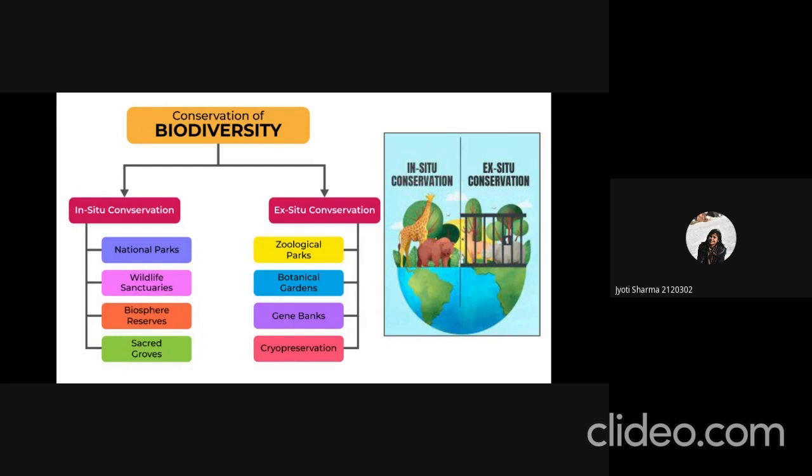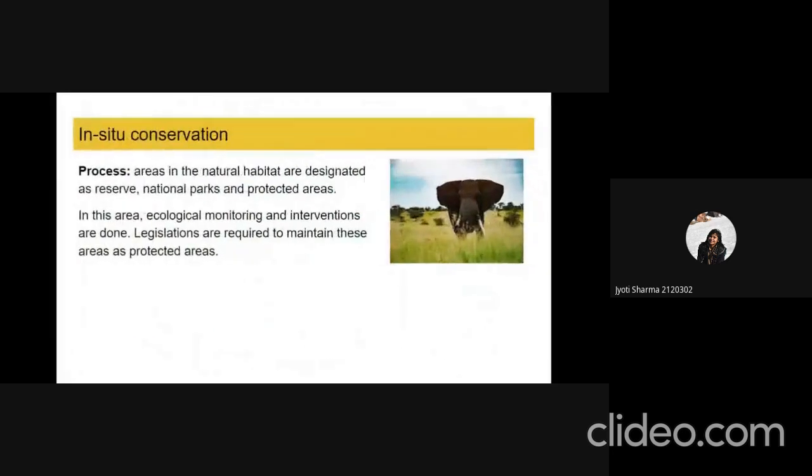Okay, but if we talk about the ex situ, then we just move the species from their natural habitat to some artificial environment, to some artificial condition. And this is the ex situ conservation, in which we have the zoological park, botanical garden, gene bank, and the cryopreservation.